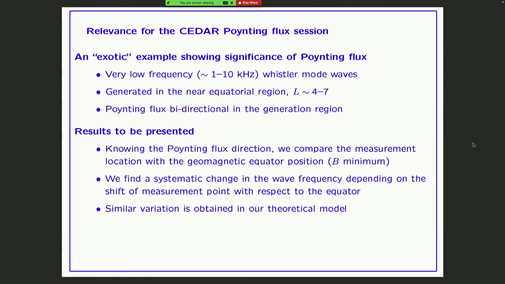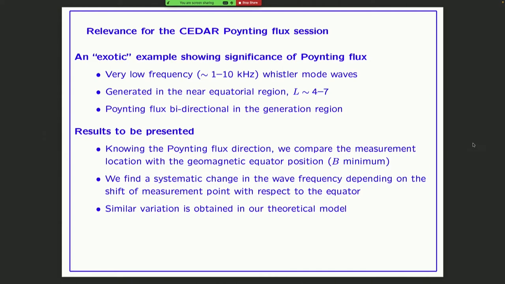is discussing a possible relevance of this topic for this Poynting flux session. And this is probably an exotic example for this audience showing the significance of Poynting flux. Because these waves are generated in the near equatorial region of the magnetosphere, Poynting flux is bidirectional in the generation region, and it doesn't show a preferred direction near the equator.